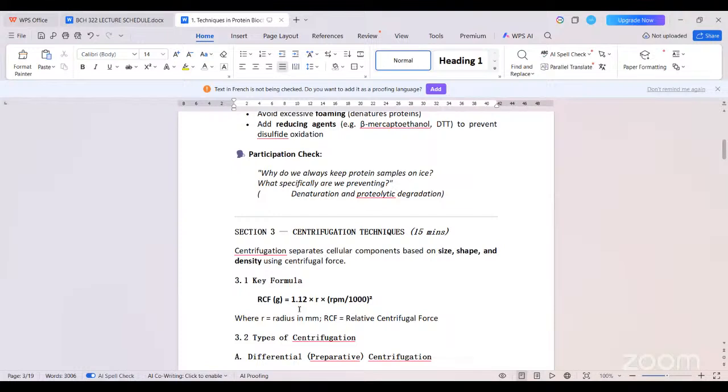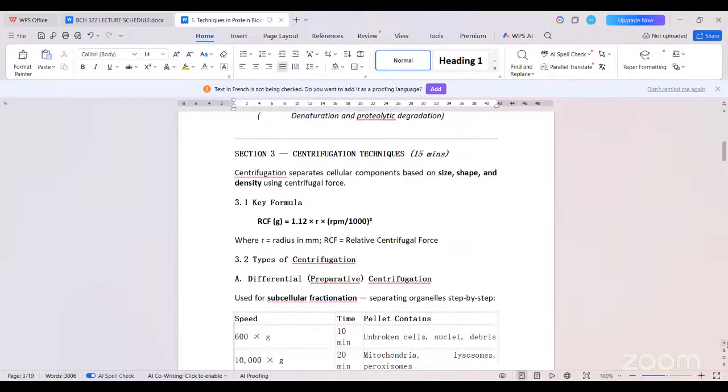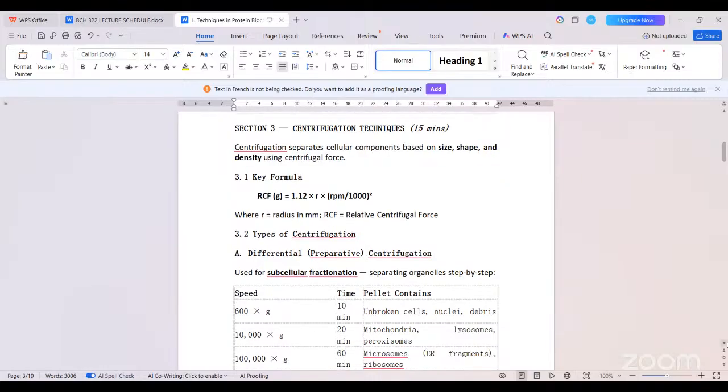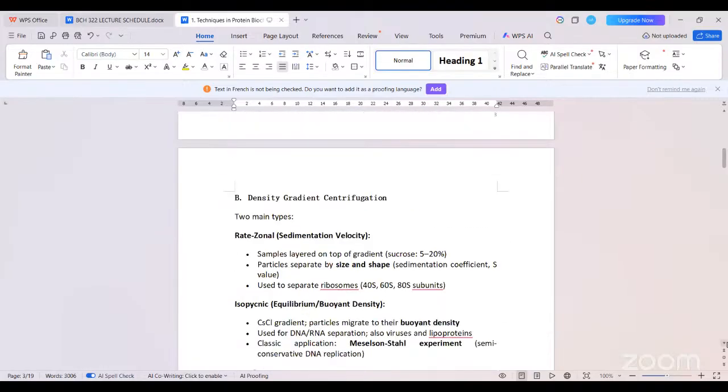RCF equals 1.12 times R times RPM. Now, there are different types of centrifugation. We have differential centrifugation, used for subcellular fractionation. The next type is density gradient centrifugation, and this one occurs in two forms. You have the rate zonal, used for separation of particles by size and shape.